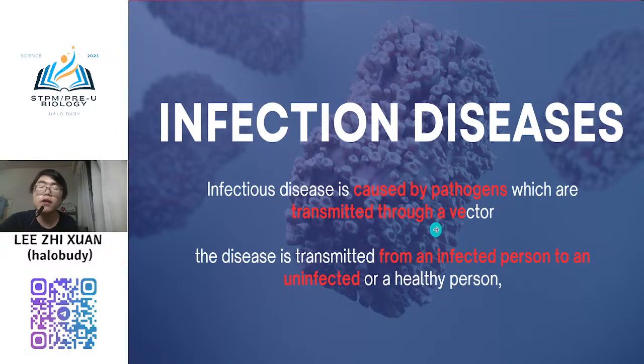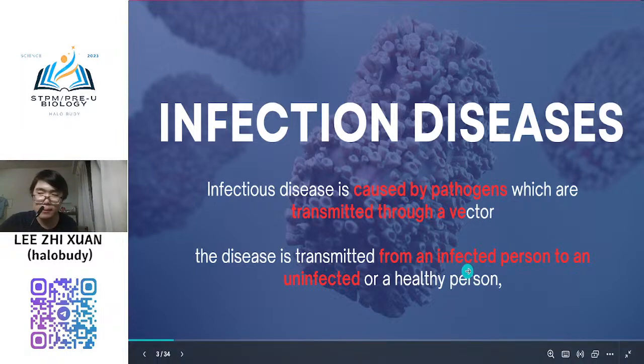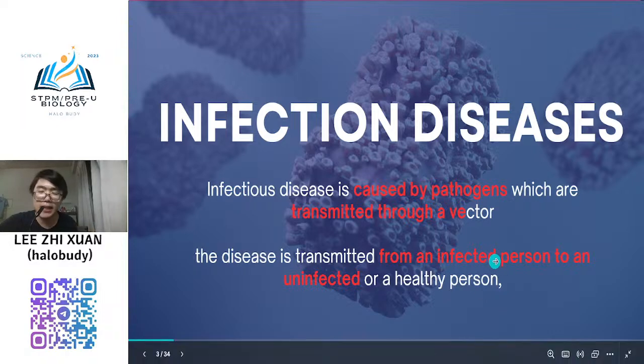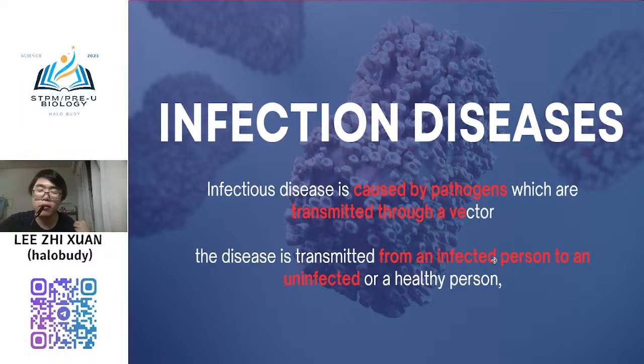You need to know that the vector itself originally will not carry the pathogen. They only carry the pathogen when they get it from an infected person. They get the dengue virus if the mosquito bites a patient who already has dengue, so that mosquito already has the dengue virus. So when this mosquito flies to you, a healthy person who is not infected, and bites you, it will transmit the virus into your body, so that you will get dengue.